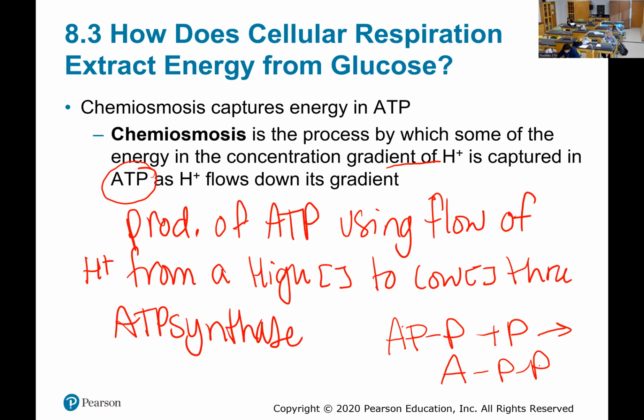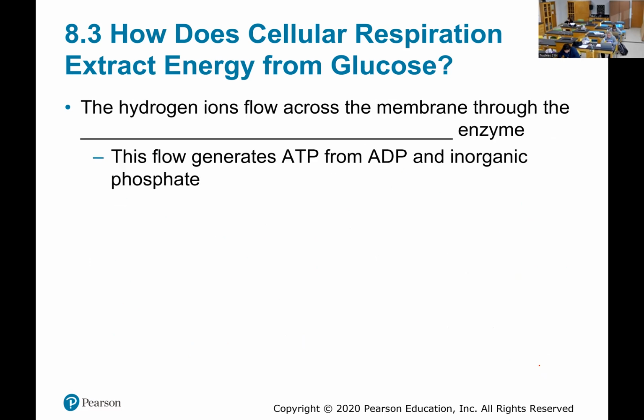So again, that's basically what's happening with chemiosmosis, and it's just a term to describe that part of the electron transport chain step. Okay, so hydrogen ions flow across the membrane through, like we've said, ATP synthase. And that basically makes the equation that we just had on the last slide.